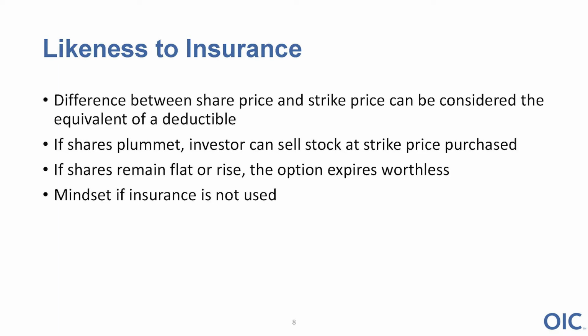So once again, the difference between the share price and the strike price can be considered the equivalent of a deductible. And if the shares plummet, the investor can sell those shares at the strike price that the protection was purchased. So if the shares don't go down and remain flat, the option just expires worthless, and you never have to use that insurance. So you can use the mindset as if insurance is not used. Just like if you bought auto insurance and you paid for that premium and you never got in an accident throughout the year, I think most people would be okay with that. So, it's the same idea that if insurance is not used.